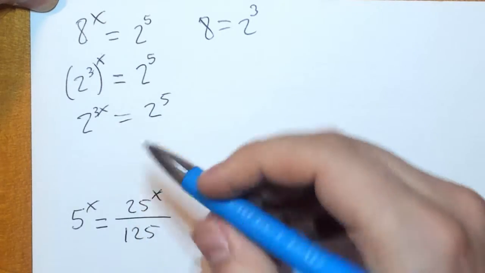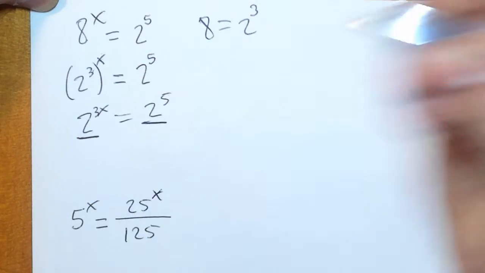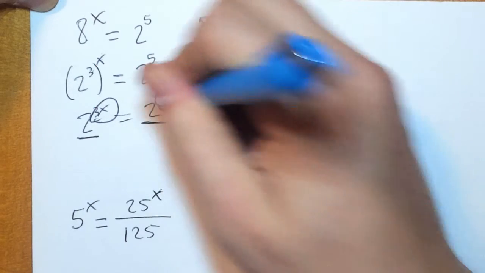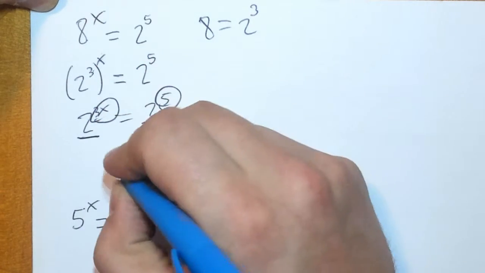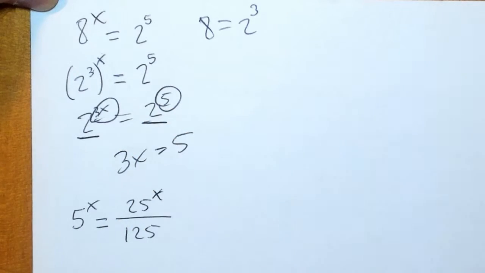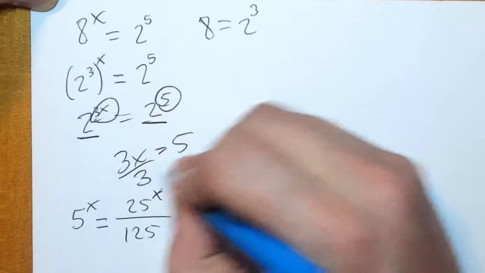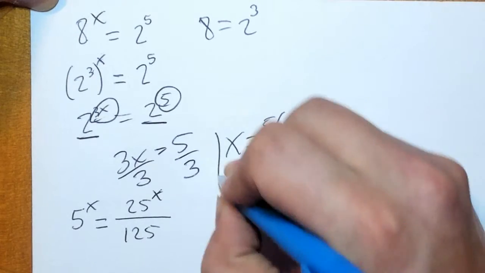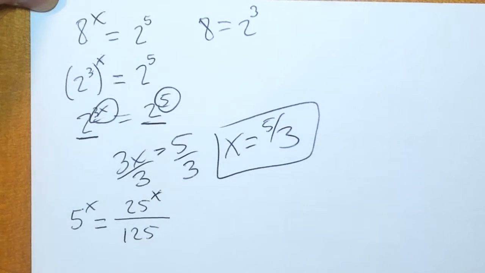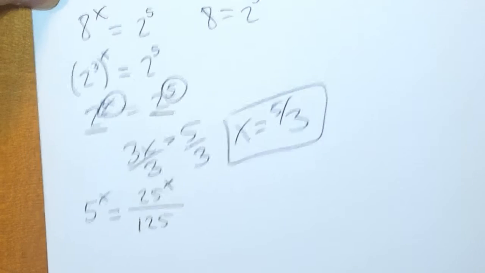So now that I've simplified a little bit, I've got 2 on both sides as my base, which means that I can set my exponents equal to each other. So 3x equals 5. I can divide by 3 on both sides. x equals 5/3. And that's how you solve that problem. Okay, that one's probably one of the easier ones.